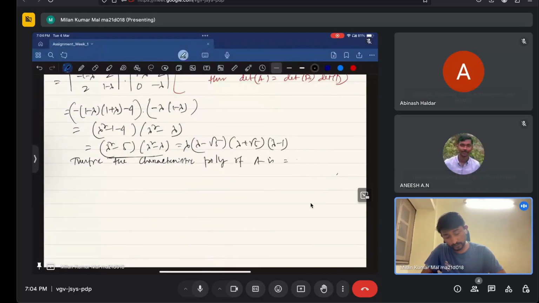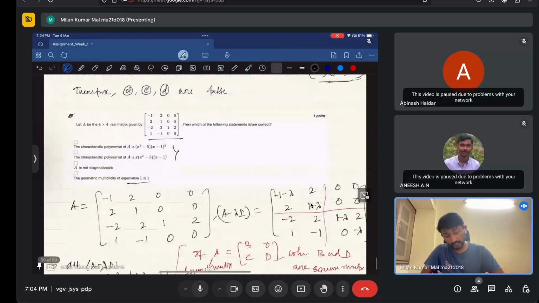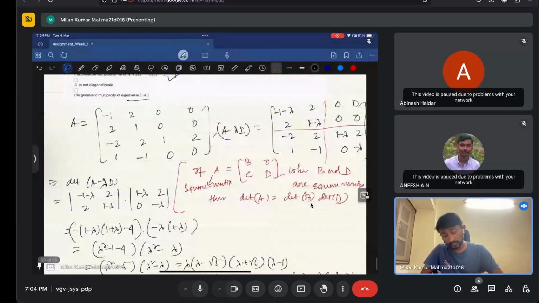Is this equal to x square minus 5 x square minus x, that is equal to x square minus 5 x minus 1? So let's see which one is correct. So obviously this is correct, this is not correct. So now let's see whether the other things are correct or not.